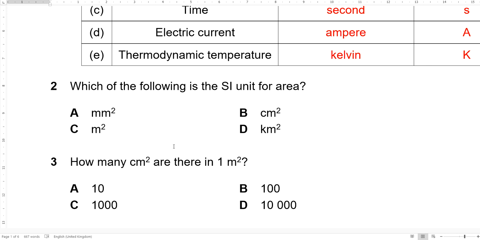What do you think is the answer? 100. Anybody? 100? Okay. 10? Nobody chooses 10. 1,000. 10,000. Okay, looks like the more popular choices are 100 and 10,000. So how do we decide? Let me break down what a square centimeter is and what a square meter is. Okay, let's take a look.